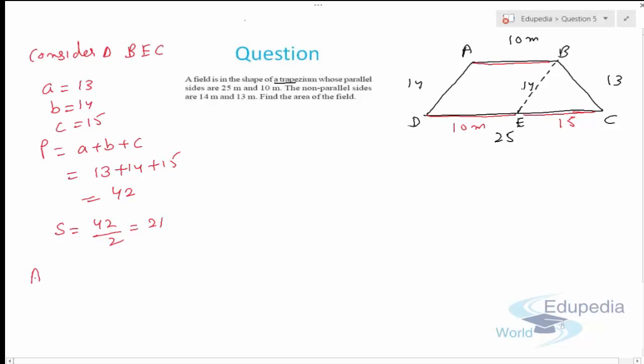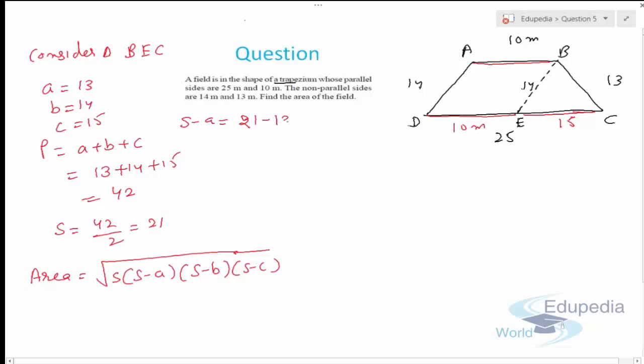Now we need to find the area. Area will be equal to under root of S into S minus A into S minus B into S minus C. For that, first we need to find S minus A, which will be equal to 21 minus 13. When we take away 13 from 21, it will be 8. Then S minus B, which is 21 minus 14, which is 7. Then S minus C, which is 21 minus 15, so it will be 6, right?